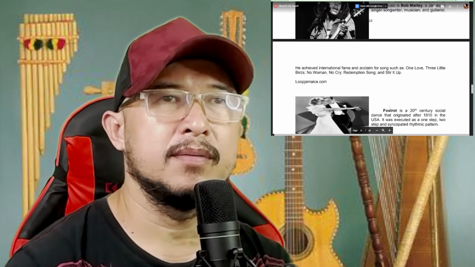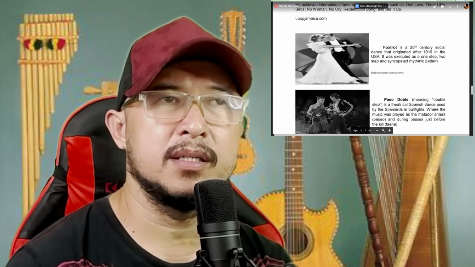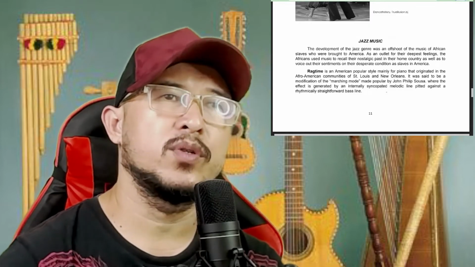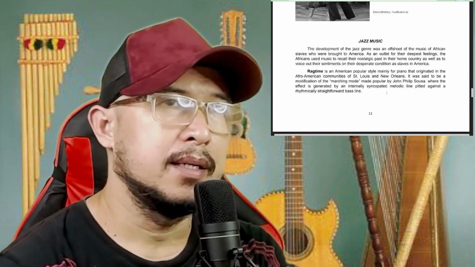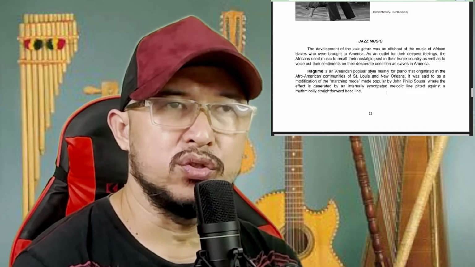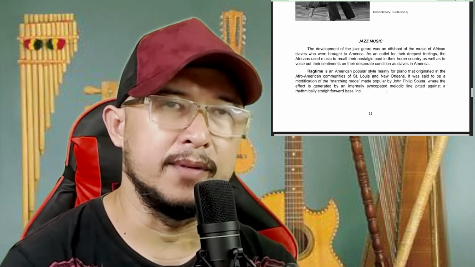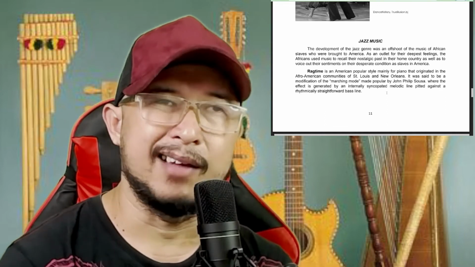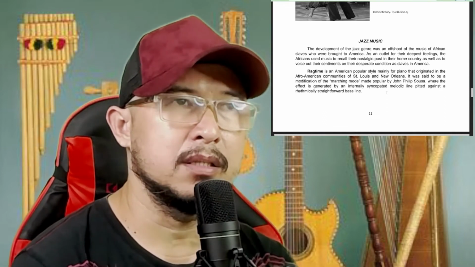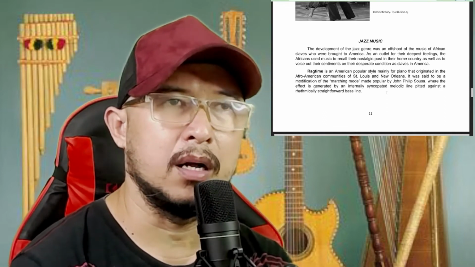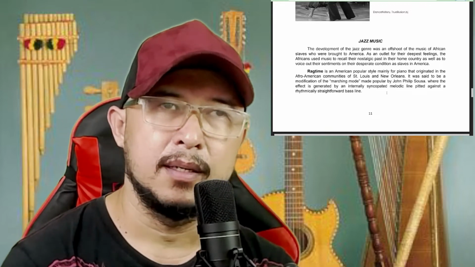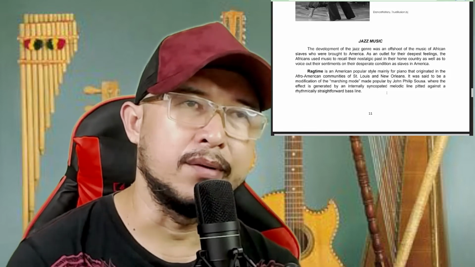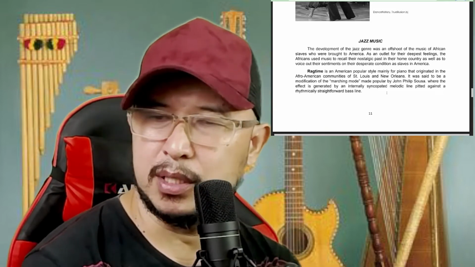Then we have foxtrot. This is also dance, paso doble, and of course we have jazz music. The development of the jazz genre was an offshoot of the music of African slaves who were brought to America. It's an outlet to their deepest feelings. The African used music to recall their nostalgic past and their home country, as well as to voice their sentiments on their disparate condition as slaves in America.